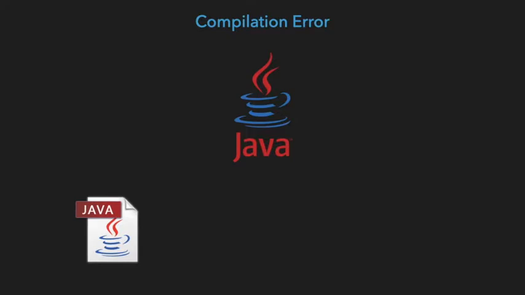Now let's look at compilation error. First, let's talk about Java as a compiled language. What does that mean? Java is a compiled language, which means that when you have your source code, which is the line of Java code that you've written, let's say System.out.println("Hello World"), that's a line of Java code.